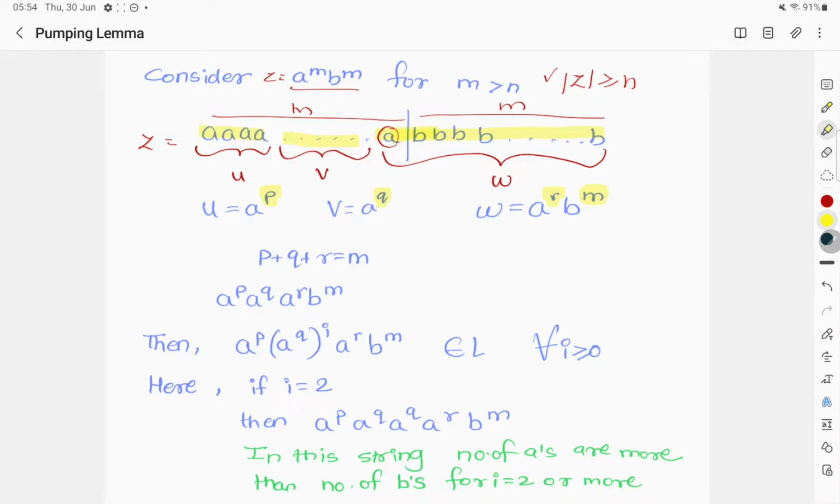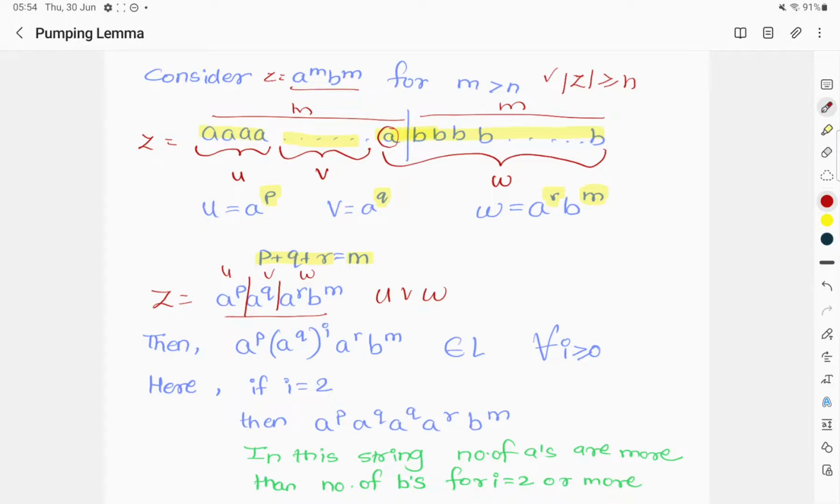So in all, if I write my string, I can say this P, Q and R all together makes M. That is, U, V and W are taking some number of A's. Altogether they are M number of A's. So I can say my word Z is written as A raised to P followed by A raised to Q followed by A raised to R followed by B raised to M. Now this is in terms of U, V and W. Here this is U, this is V and this is W. You have written your Z in terms of U, V, W following all the conditions.